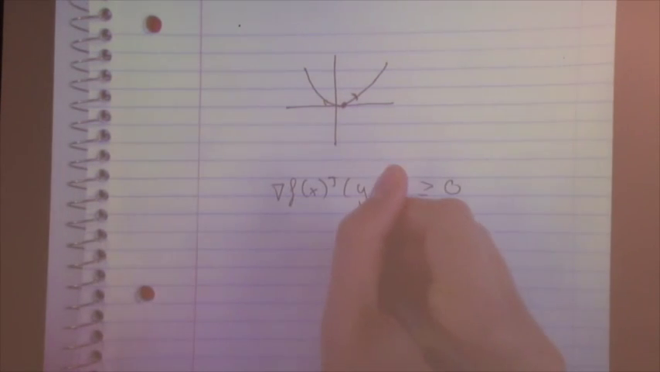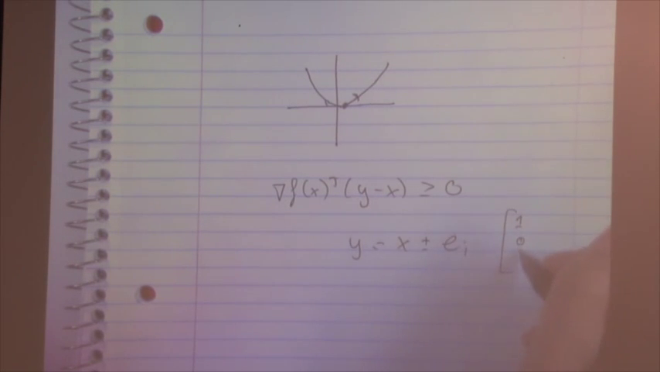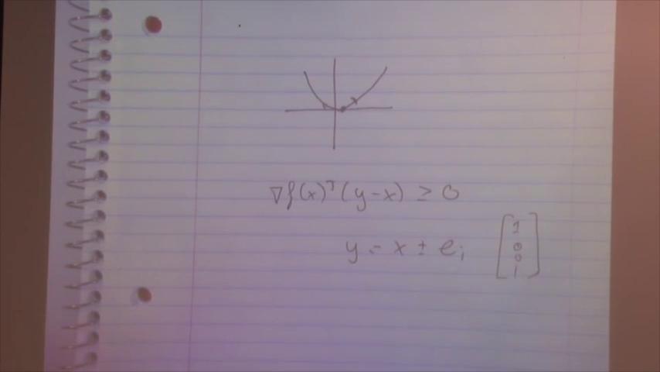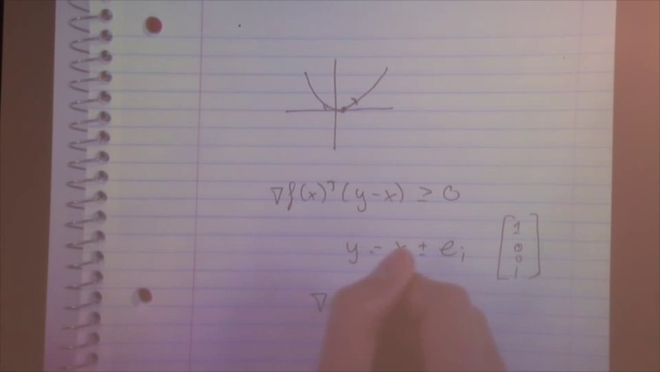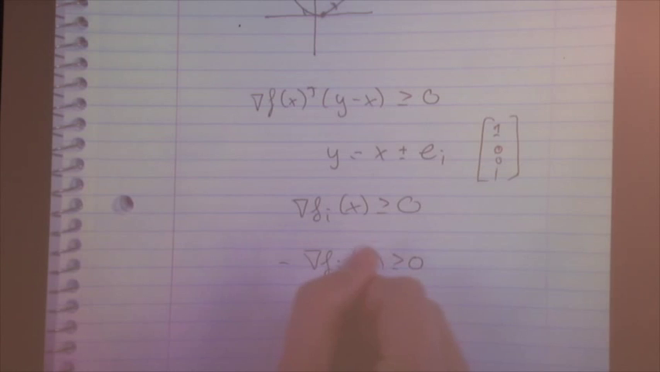what you should do is let y equal x plus or minus e_i, where that's a standard basis vector. It's 1 on the ith dimension, and 0 elsewhere. Then what you wind up with is the ith element of the gradient has to be greater than or equal to 0, and the negative ith element of the gradient has to be greater than or equal to 0. So you can do this for every element and show that they all have to equal 0.